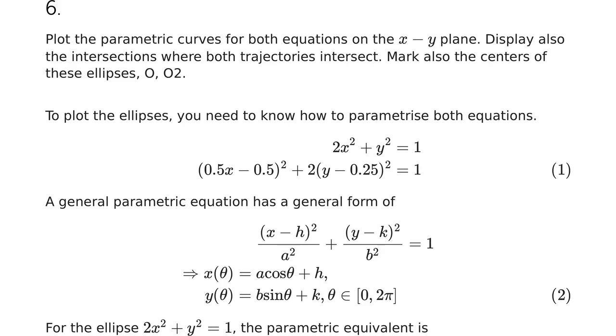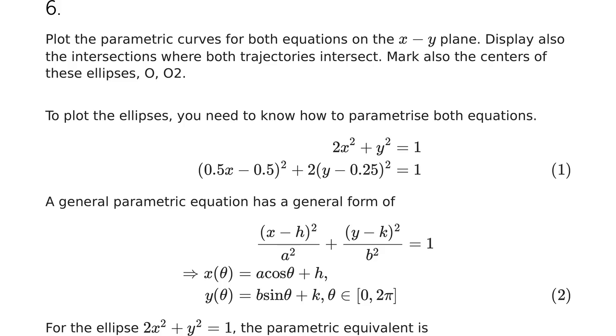After finding an intersection point, it is often very instructive to visualize the problem. Our goal here is to plot both ellipses on the xy plane, show their intersection points, and also mark their centers. To plot an ellipse, we typically use its parametric form. A general ellipse, centered at (h, k) with semi-axes a and b, can be described by x of theta equals a times cosine of theta plus h, and y of theta equals b times sine of theta plus k, as theta varies from 0 to 2 pi.